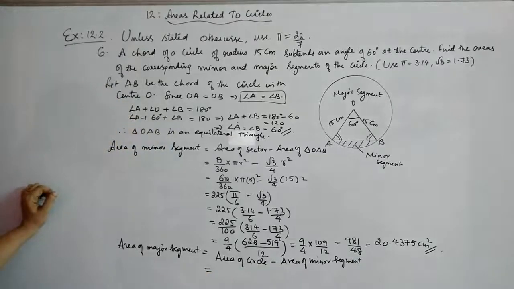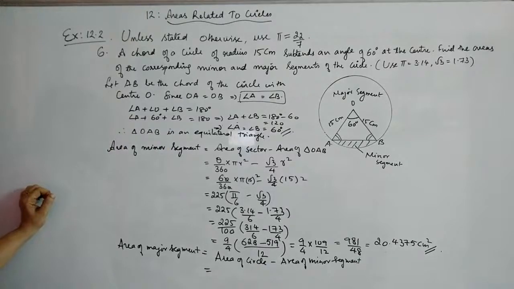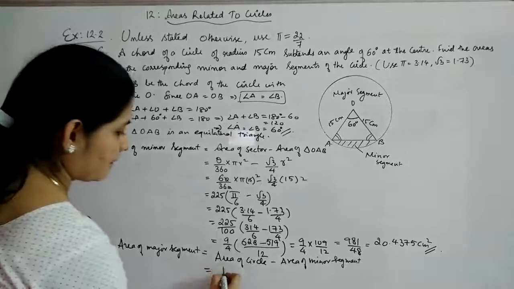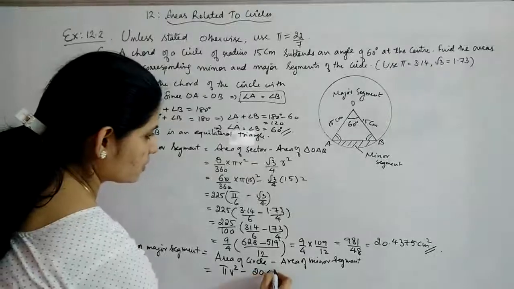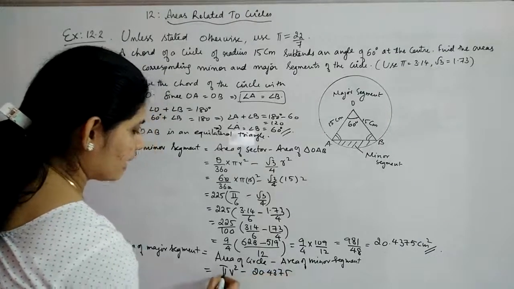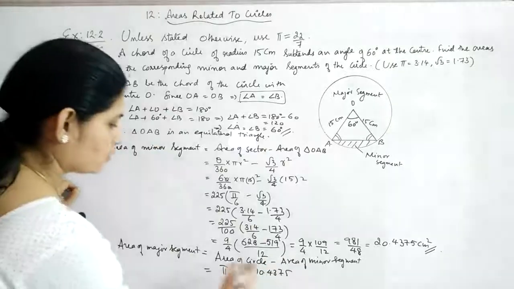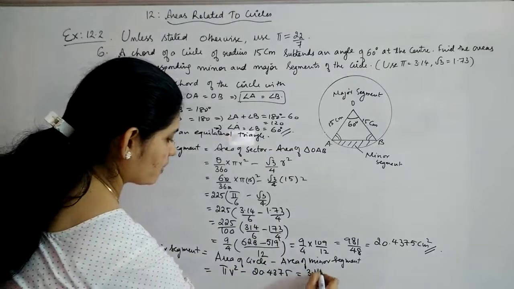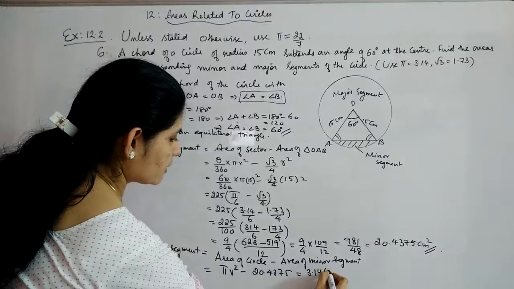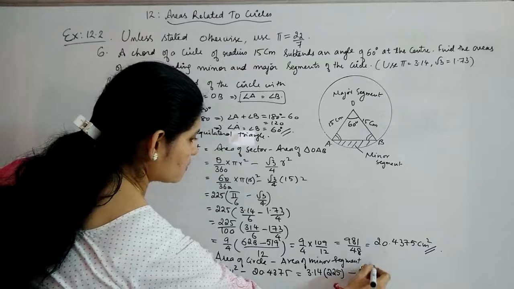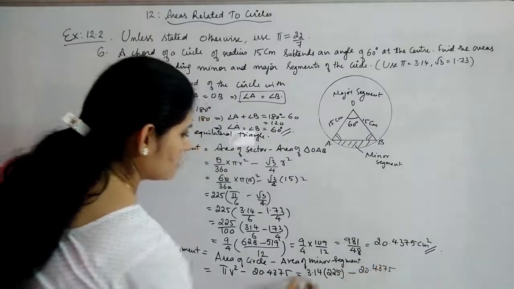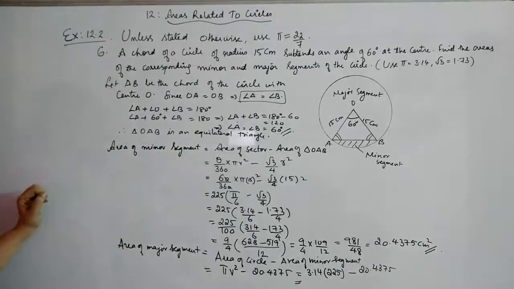Replacing the values, area of circle is pi r square minus, so again r is same, you will get the value as how much? Pi r square minus this value, that is 20.4375. Now pi can be replaced with again 3.14 into 15 square. 15 square is again 225 minus 20.4375, which is again equal to how much you will get?